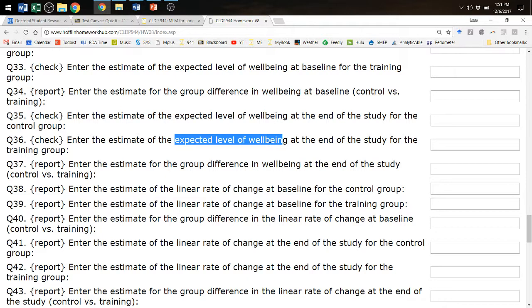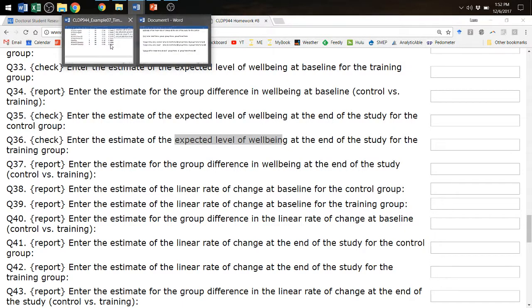otherwise known as, give me an I, give me an N, give me a T, intercept, yes. I'm asking for an intercept. Expected outcome is intercept. So if I want to know intercept, what goes in my estimate statement?